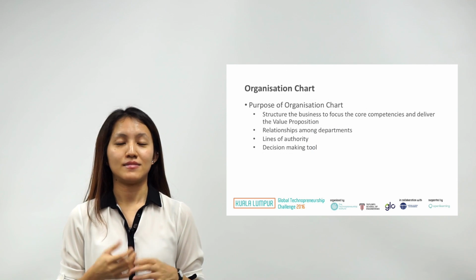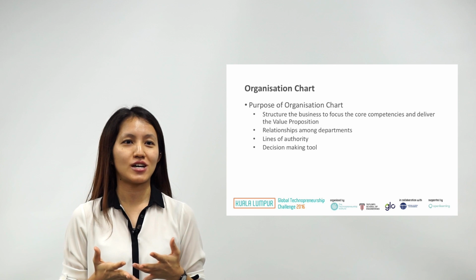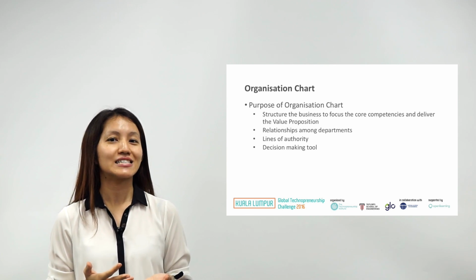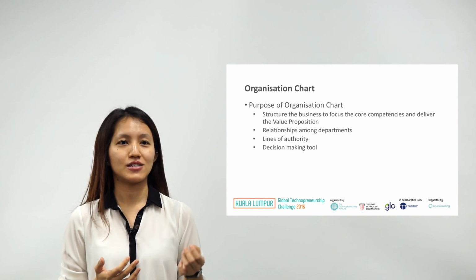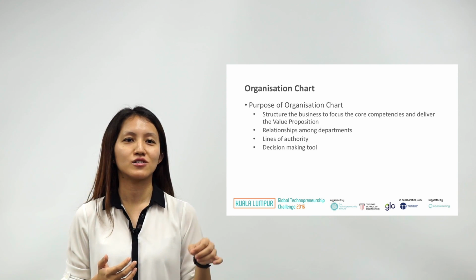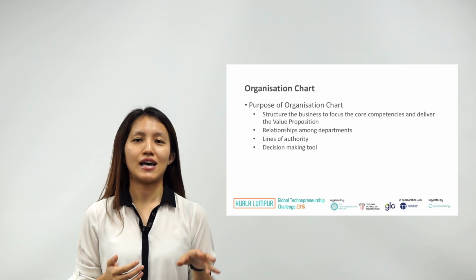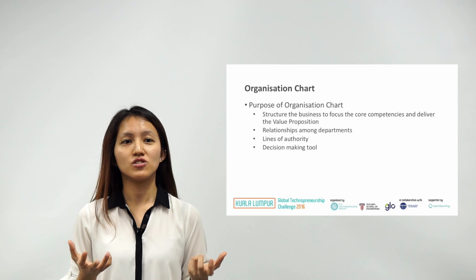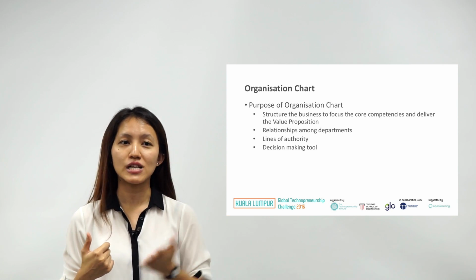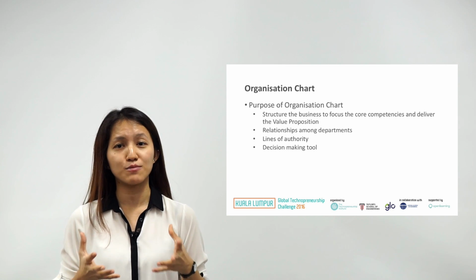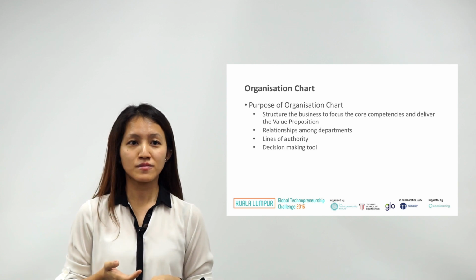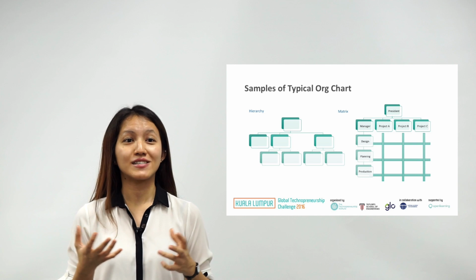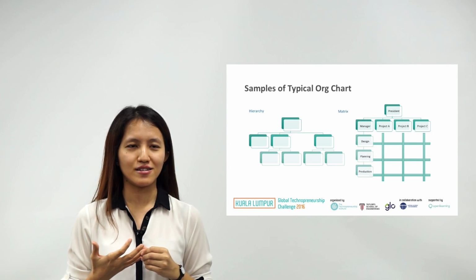So it's important for us to have an organization chart as well. If we look at the purpose of an organization chart, all right, it actually helps us structure the business to focus on the core competencies and deliver the value proposition. It establishes relationships among departments, gives you the lines of authority, and also helps as a decision-making tool. If we move on, we have samples of typical organization charts, all right?